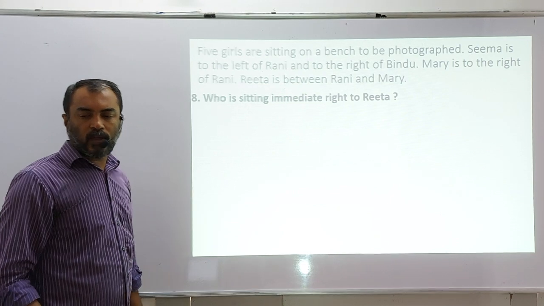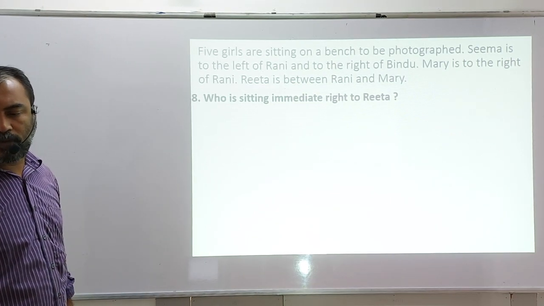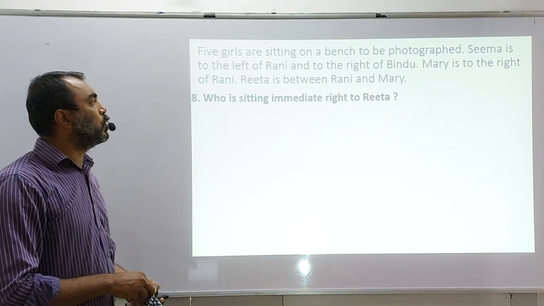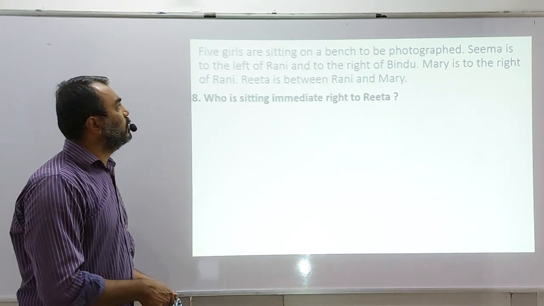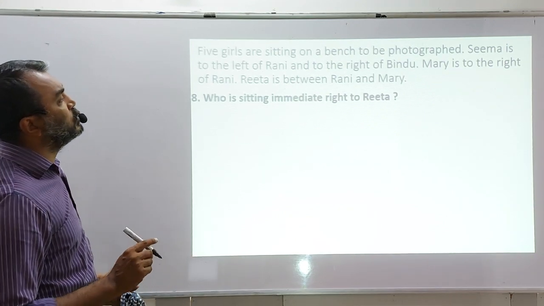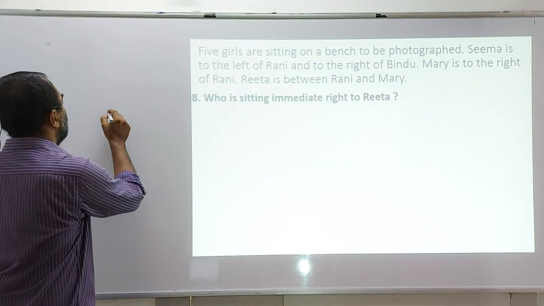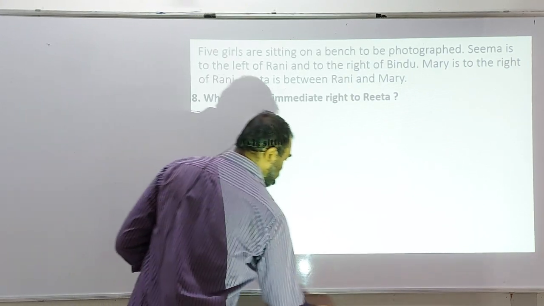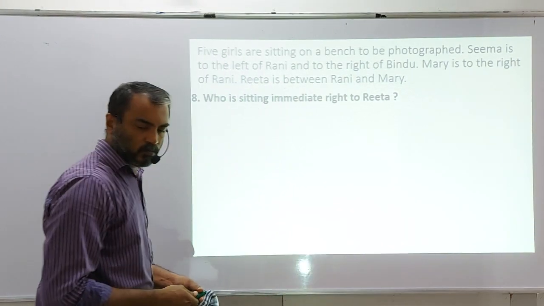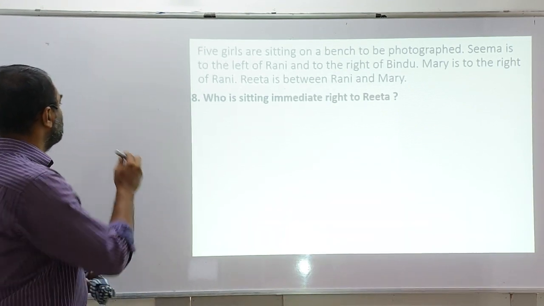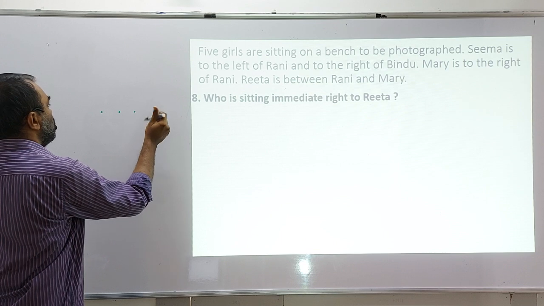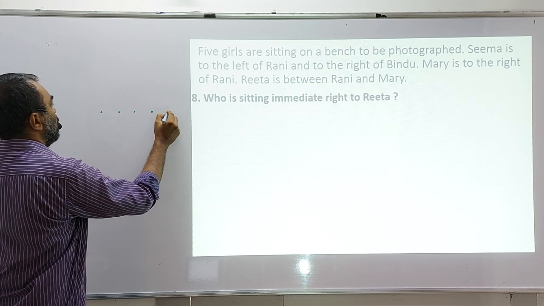Okay. So 5 girls are sitting on a bench to be photographed. Now I think you can also start with me. Start to draw. Instructions are given. 5 girls are sitting on a bench to be photographed. So on a bench means you place them on the bench. Five girls. 1, 2, 3, 4, 5.